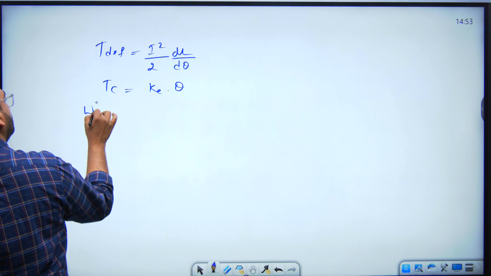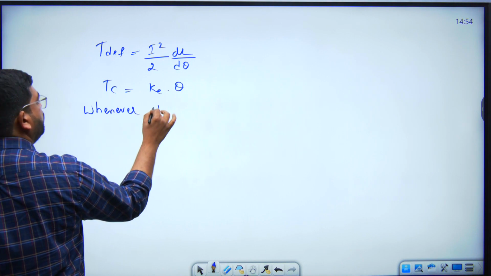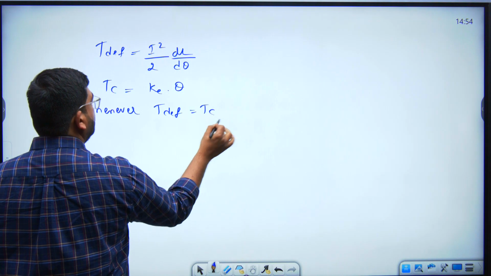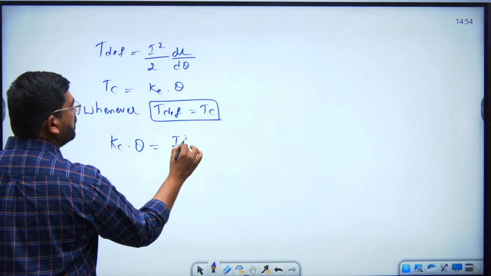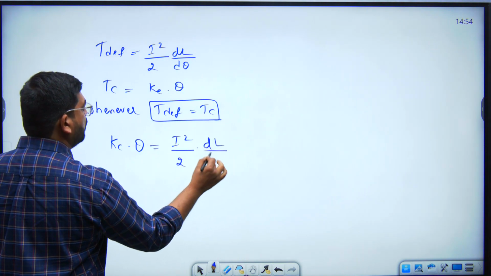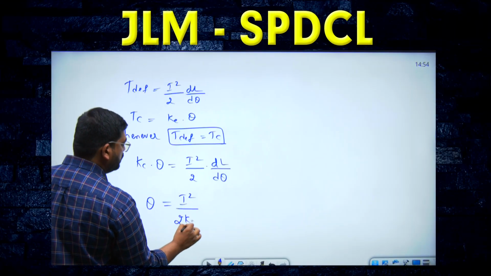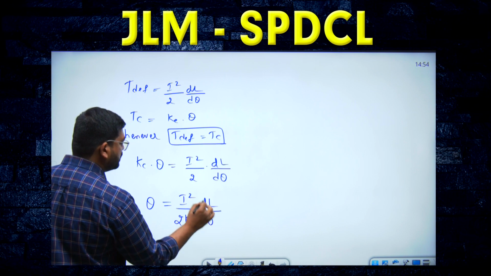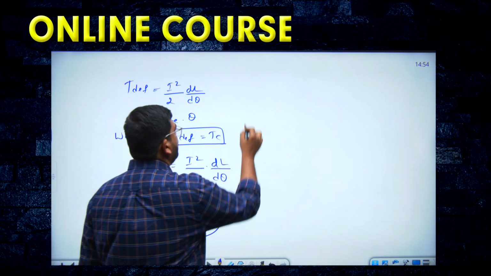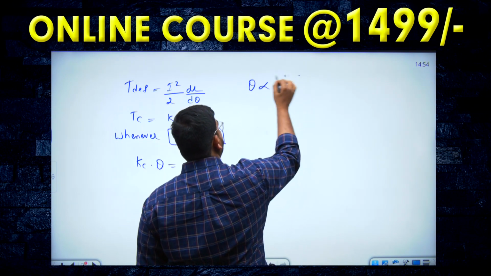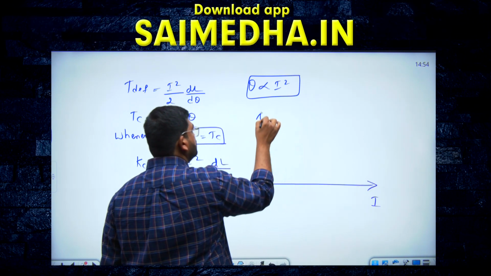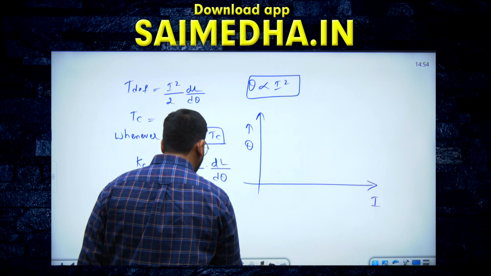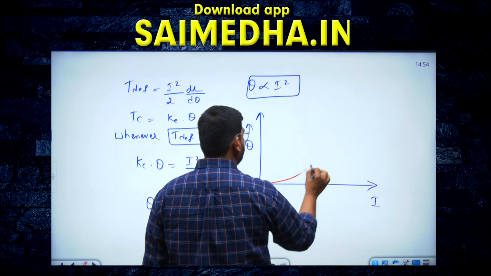Whenever deflecting torque is equal to controlling torque, Kc into theta is equal to I square by 2 into dL by d theta. So from here theta is equal to I square by 2 Kc into dL by d theta. So for this instrument, theta is proportional to I square, considering the remaining terms as constant. Theta proportional to I square means, how is the deflection related to the current flowing through the coil? It is like this.